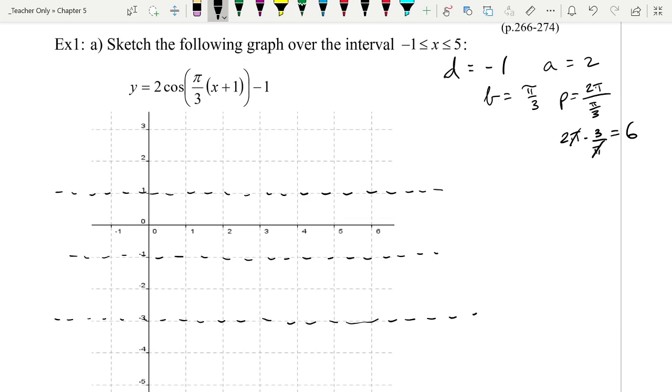But I know that I will do an entire crest and trough, an entire cycle of the wave in 6 units. And the only other thing to figure out now is C, and C is, of course, -1. So a cosine graph starts at its maximum. So I have a maximum at -1, and then the next maximum will happen 6 units away. 1, 2, 3, 4, 5, right there.